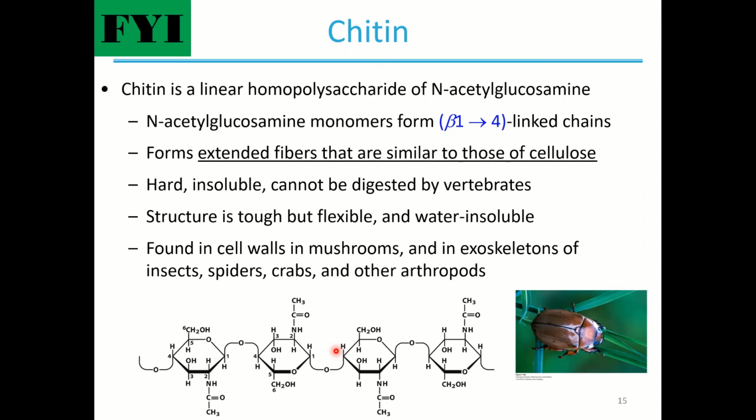Okay, so just like in cellulose, this beta 1 to 4 linkage leads to an extended structure, a very hard, insoluble material that can't be digested, and this is what insects use in their exoskeletons and shells. So it's a very rigid, very structural material.